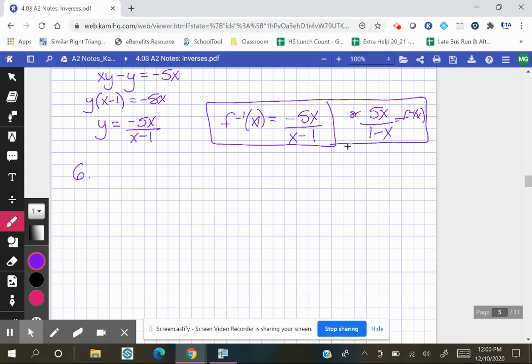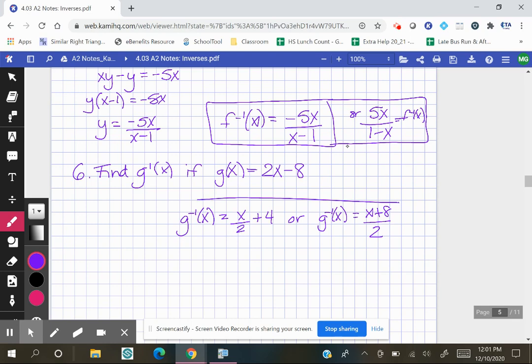Number 6. Find g inverse of x if g of x equals 2x minus 8. Pause the video and find g inverse of x. All right, so you should have all the work written down here. Your answer, g inverse of x, should be x over 2 plus 4, or you could have had x plus 8 over 2. Either of those answers would be acceptable.